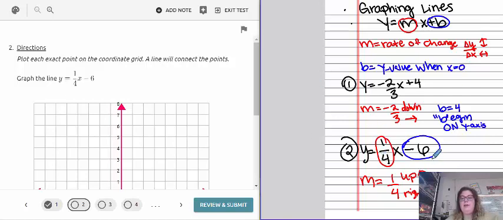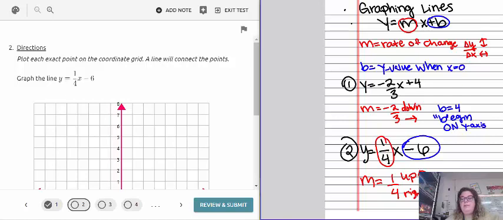Okay, I've written this, you write it. Why did I write b equals negative 6? Because in place of plus b from this equation, we have a minus 6. So I wrote negative 6 for b. Why did I write m equals 1/4? Because in the equation y equals mx plus b, in the m spot, we have 1/4. The b is where we begin.